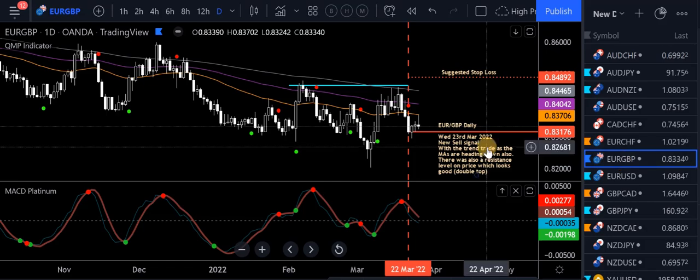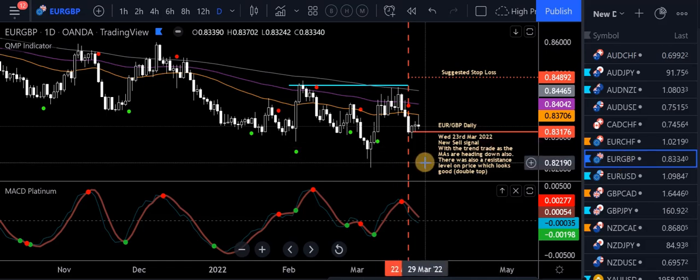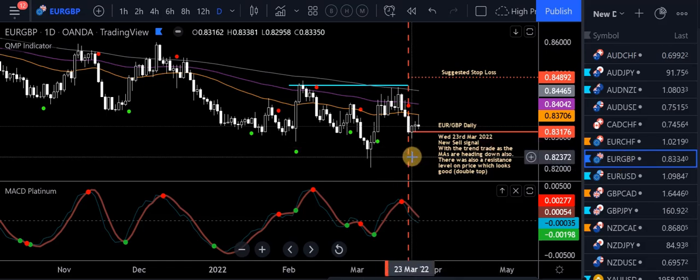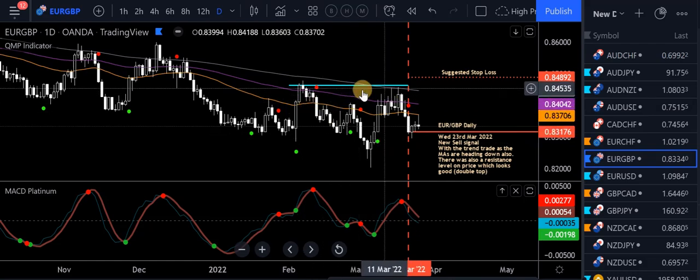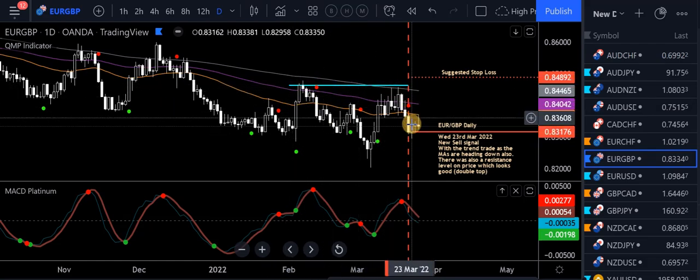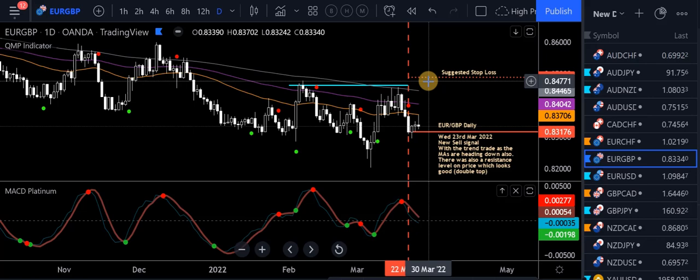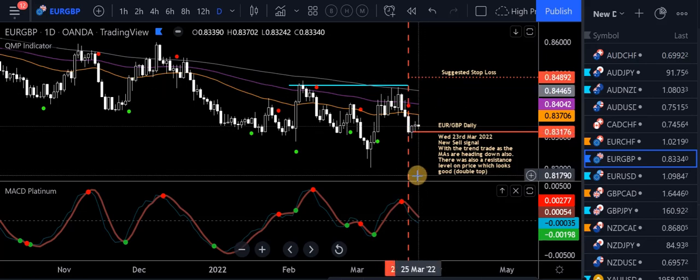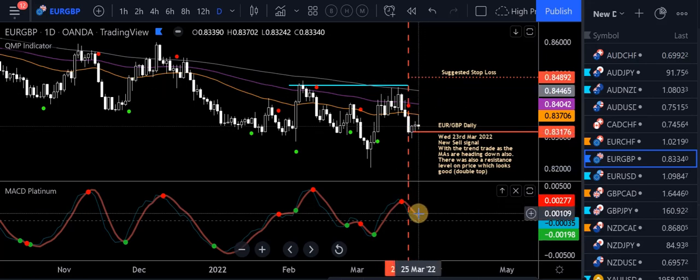Euro Pound, in a sell here, going nowhere fast. Just went against me. Still, the trend's down. Nice double top there, or resistance level, and going nowhere fast. Stop still up here somewhere. MACD Platinum still above the 0 level.